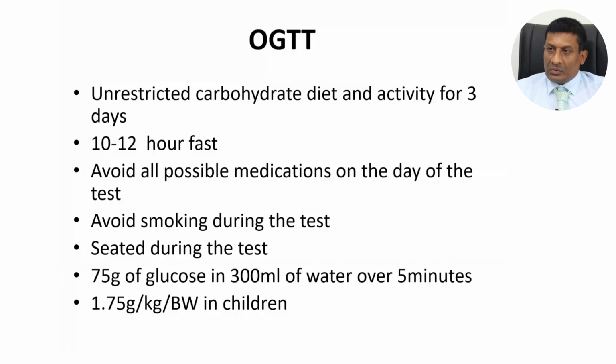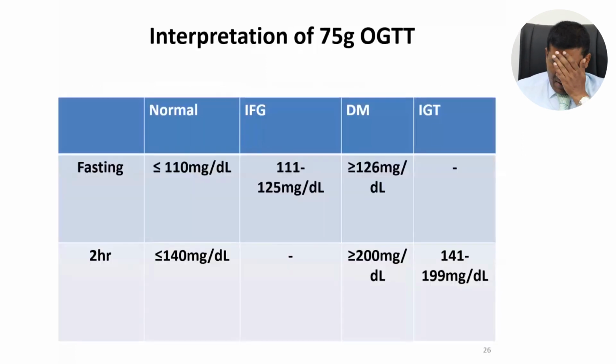Right. Now, once you do your OGTT, oral glucose tolerance test, you have to interpret the same. As I mentioned earlier, OGTT has 2 values, the fasting and the second hour value. Now look at the interpretation of the fasting values. Normal is equal or less than 110. Between 111 to 125 is impaired fasting glucose. Equal or above 126 is diabetes.